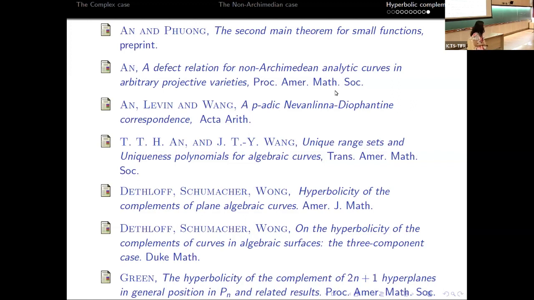Any other questions? I have one. What happens for the Archimedean case? Archimedean K means complex K. Complex K is Archimedean, and non-Archimedean means something like a p-adic field. Yes, it's non-Archimedean. I see. Thank you very much.